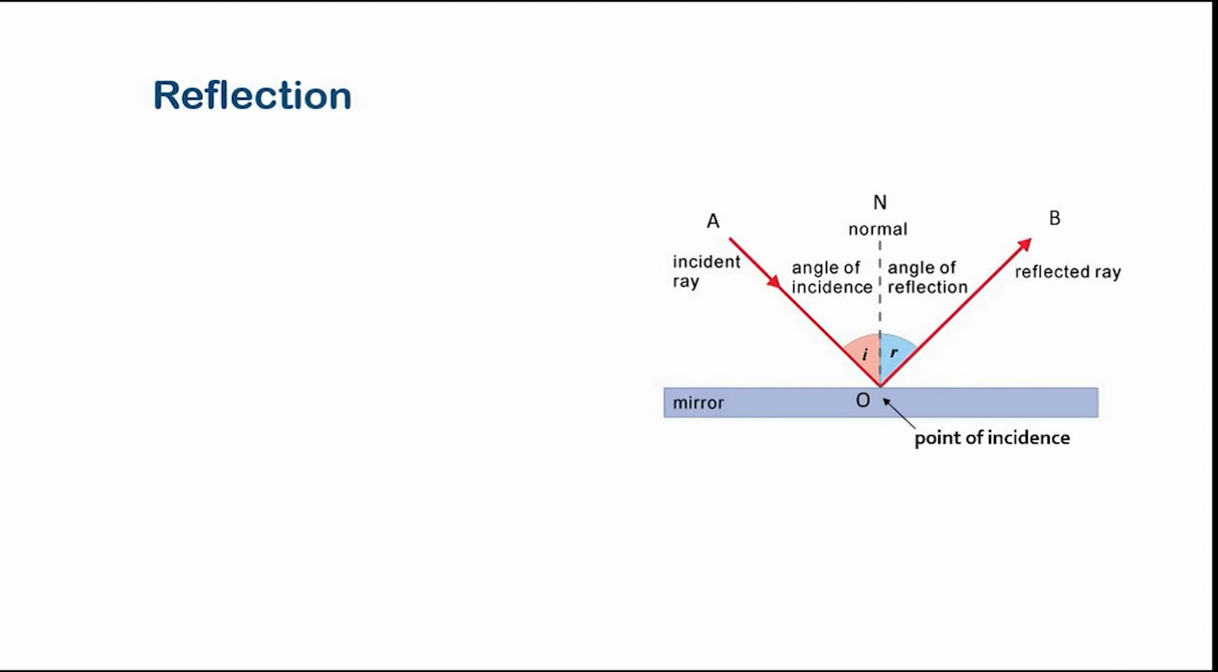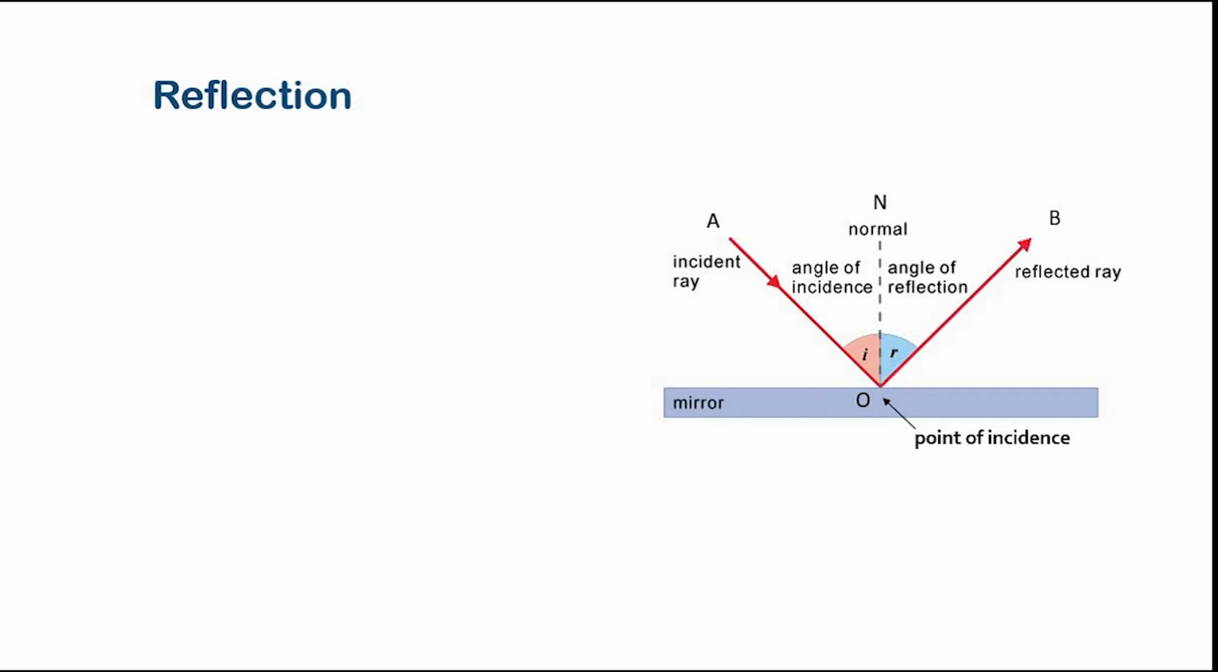Here, NO is the normal which is drawn at the point of incidence on the reflector. The angle between the incident ray and the normal at the point of incidence is called the angle of incidence. In the figure, AON is the angle of incidence. It can be denoted by angle I. The angle between the reflected ray and the normal at the point of incidence is called the angle of reflection. In the figure, NOB is the angle of reflection. We can denote it by angle R.